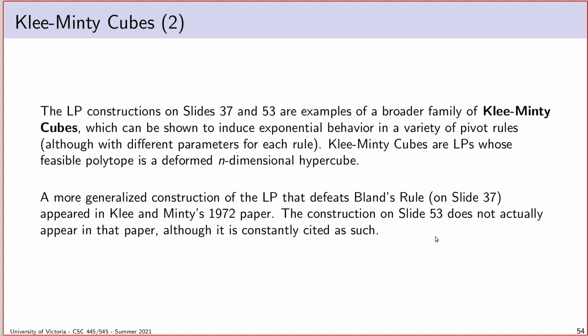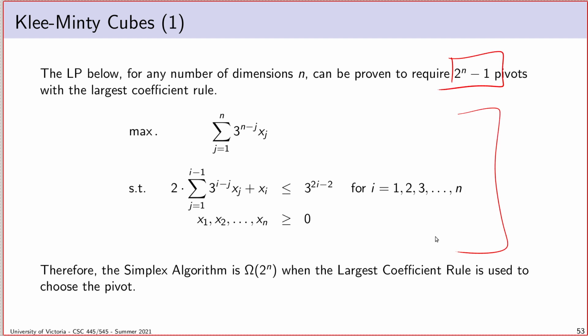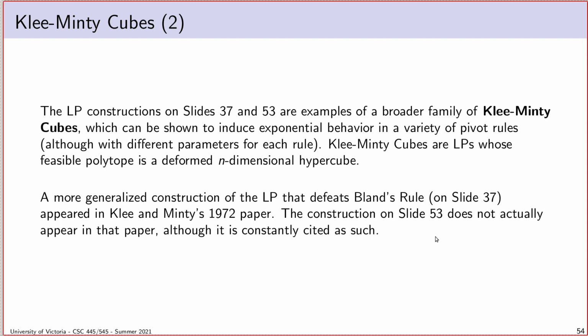There are some that are better than others, maybe in the expected case, maybe in the worst case, but the worst case seems to always be exponential, which is too bad. It's also true that the construction is different for each pivot rule. We saw earlier that the thing that breaks Bland's rule doesn't break the largest coefficient rule. So when we have these constructions that are based on deforming a cube, they're called Klee-Minty cubes.